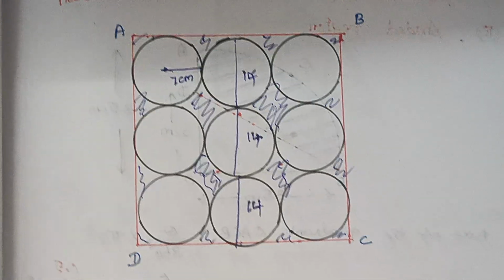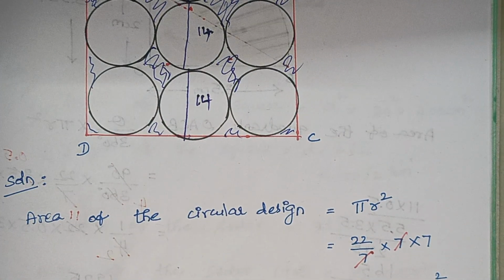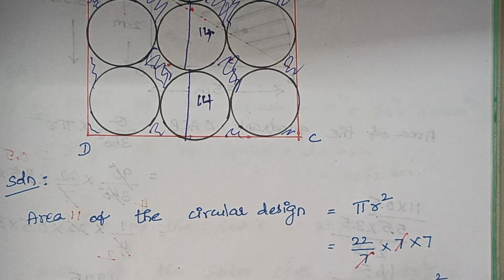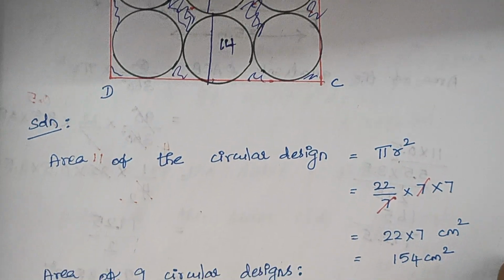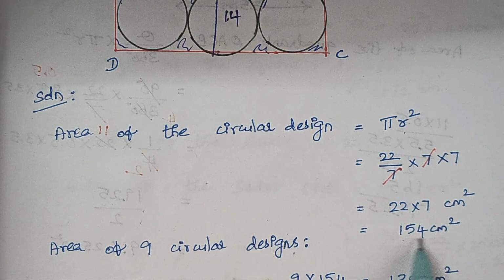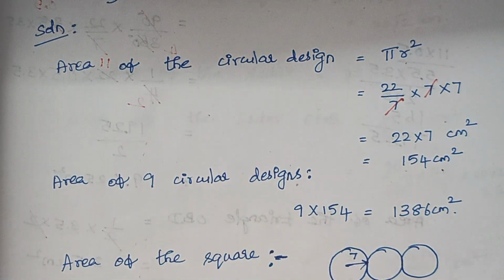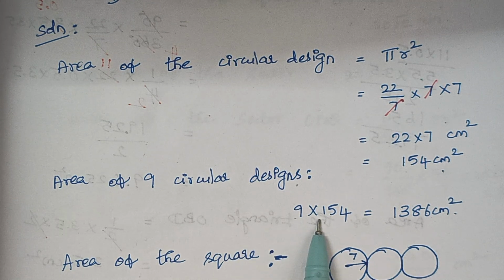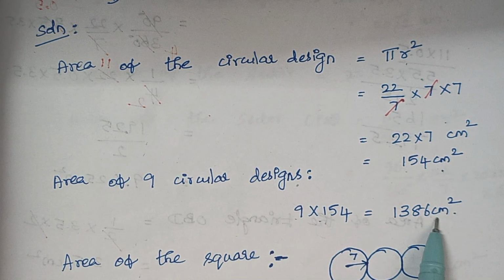First I am finding the area of the circular design. It is pi r square. The value of radius is given in the problem. It is 7. So just substitute it over here. So here the area of the circular design is 154 centimeter square. Right. This is the area of a single circular design. So what about the area of 9 circular designs? Here it is 9 times. Right. So the answer is 1386 centimeter square.